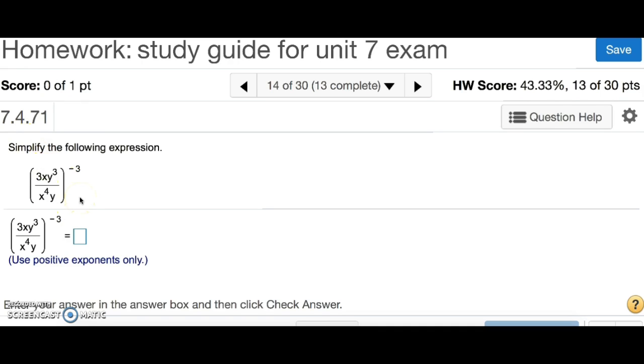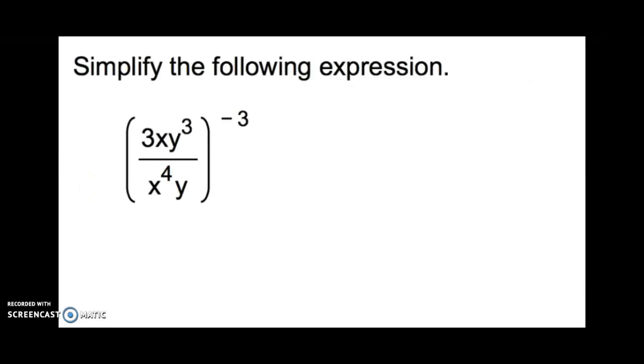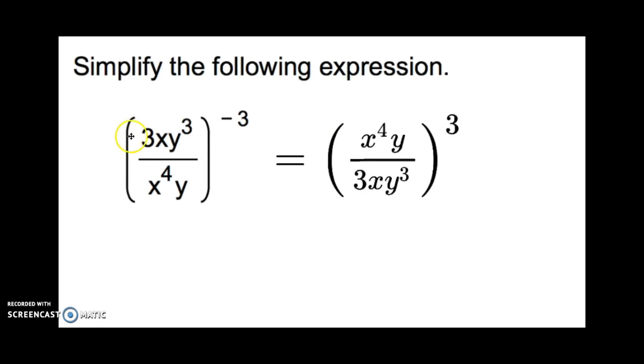Number 14 is asking you to simplify this, so let's take a look at it. The first thing I notice is that this entire fraction is being raised to a negative exponent. When that happens, I'd like to start out by flipping everything upside down and making the exponent positive. So that's my first step: flip this upside down and make the exponent positive. Now I'm going to raise everything inside to the exponent of 3.